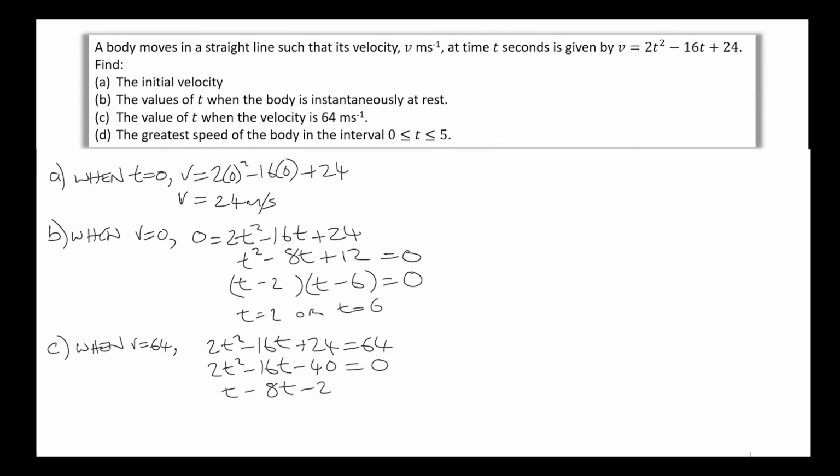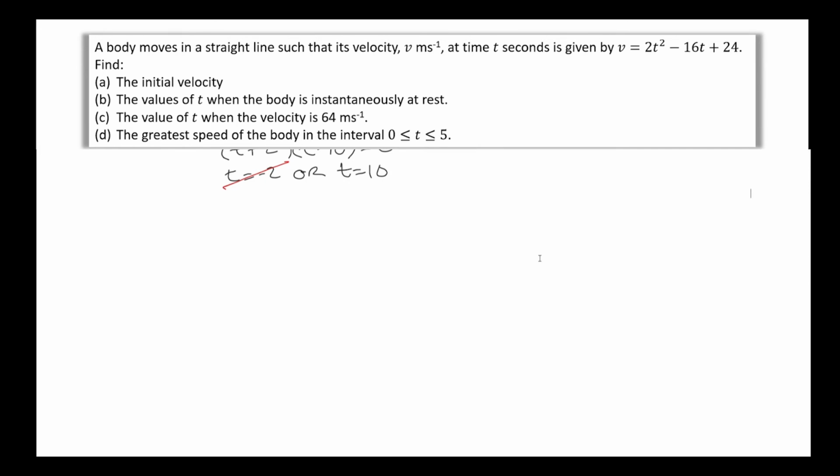And once again, I can divide through by 2 to see if I can do this in my head rather than with a calculator. And I can see, yes, this is going to factorize. I'm going to get t plus 2 and t minus 10. So we have a velocity of 64 either 2 seconds before we start or 10 seconds after we start. So the negative 2 isn't going to make sense in this context. We're not interested in anything that happened before the journey started. So we'll discount that solution, and we're looking after 10 seconds, we'll have a velocity of 64.